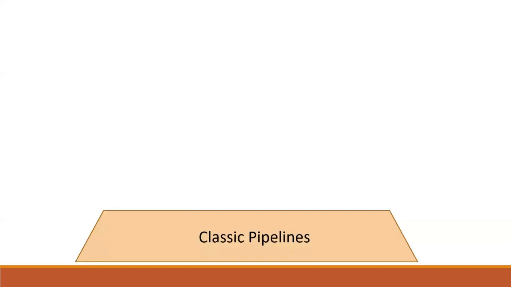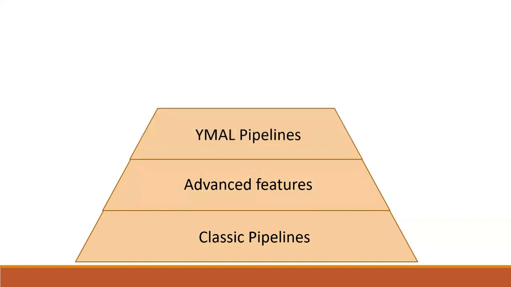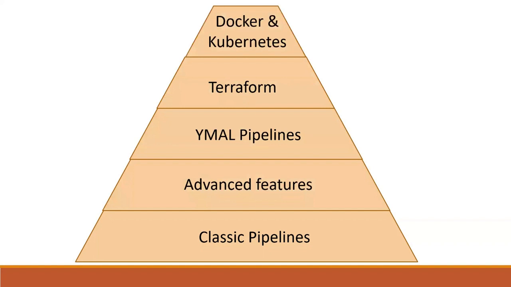So how will our path look for learning DevOps? First, we have learned the classic pipeline. Then you should learn some advanced features like variables, feature branching, approvals, and YAML pipelines. Then go for the YAML pipeline as we discussed, then Terraform, and finally Docker and Kubernetes. If you learn this much, I think that is good enough for moving to the DevOps side.